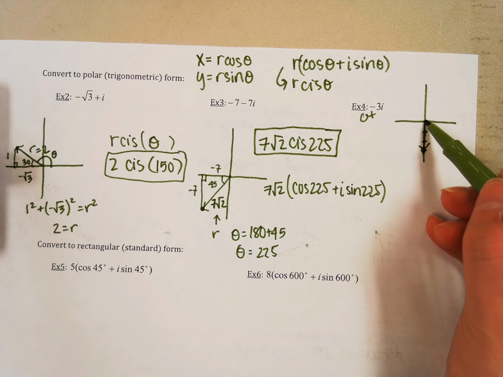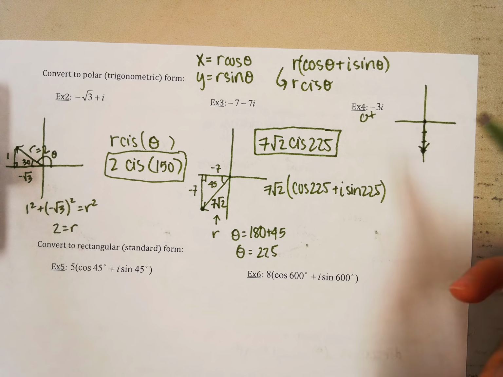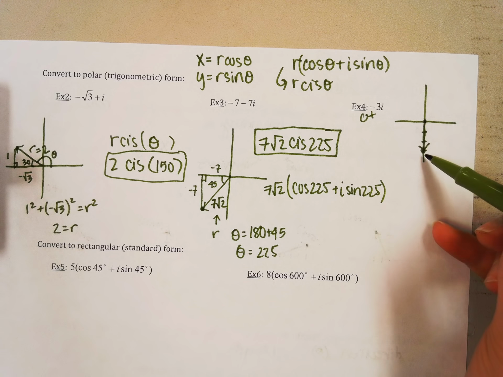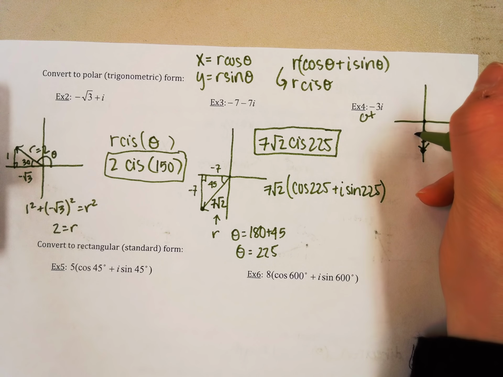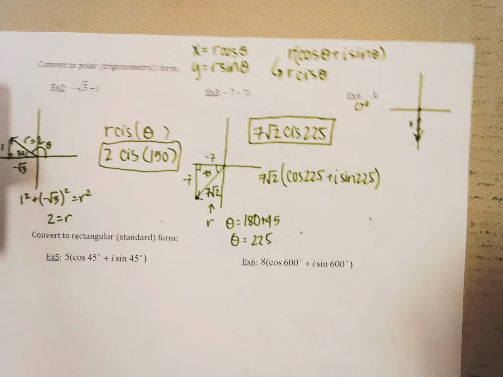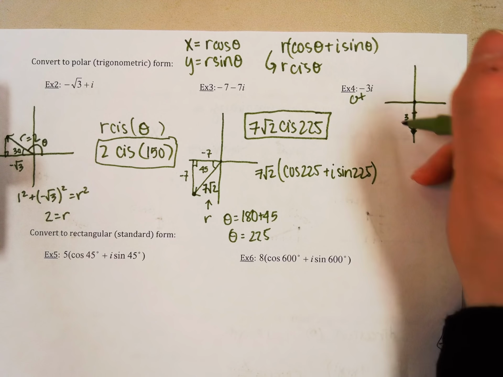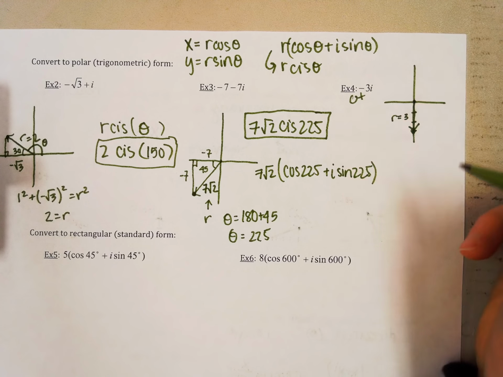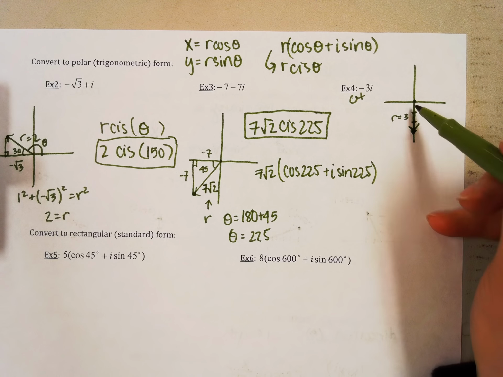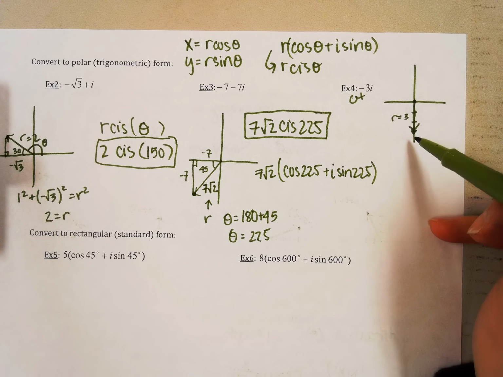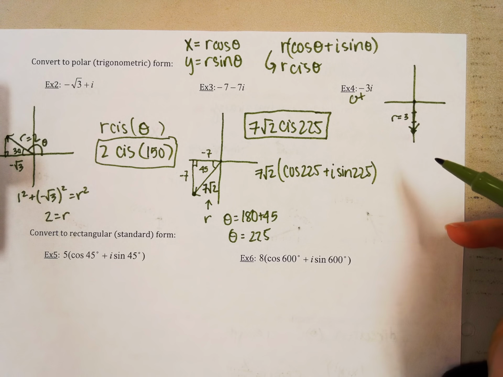But our magnitude, remember, is really just the distance from the origin, and we are going down 3 units. So our magnitude when we only have one component is really just 3. And it's going to be positive 3, remember, because our magnitude is always positive. So you might be tempted to write -3 here because you know that this y component is -3, but R is always positive. So our R value is 3.